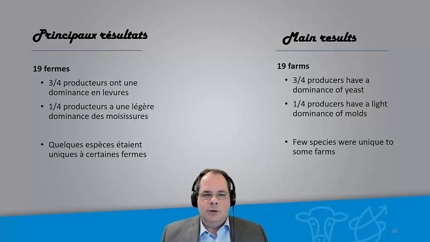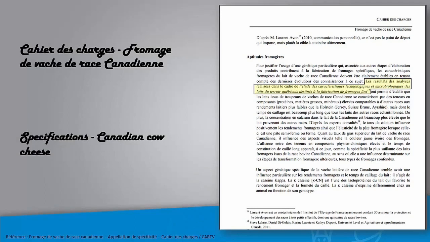It remains that a few species were also unique to some farms for a reason that we don't really know right now. We had some species that were found for one or several farms, and even these species were unique and dominant in the microflora of farms. The idea is now to understand what the role of these species is, and the species identified, could they play a role or have an impact on different types of cheese.